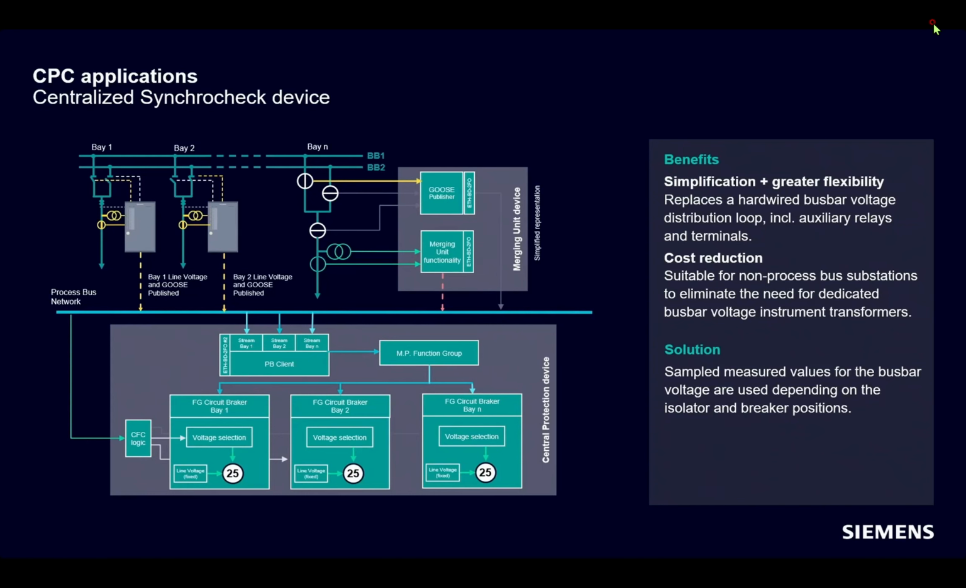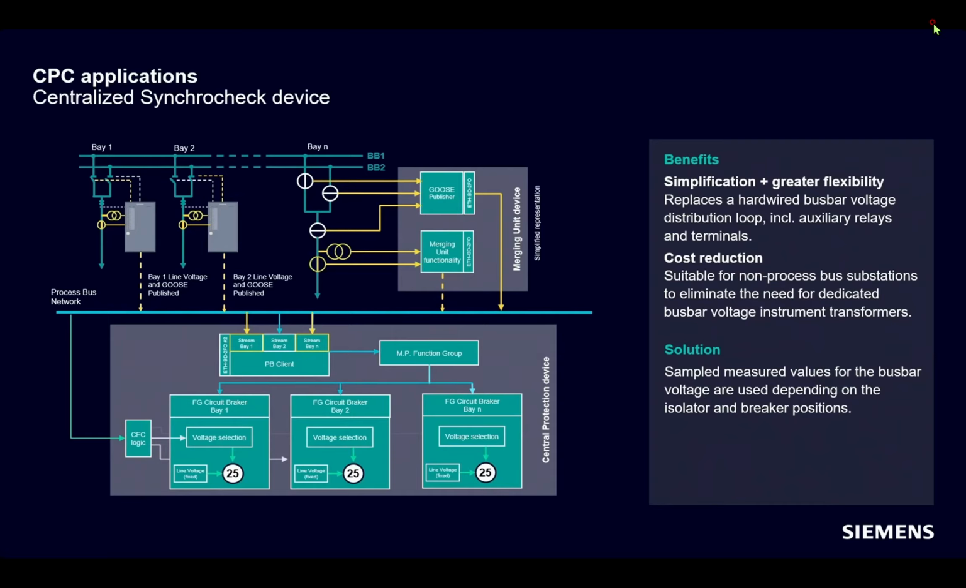Then, with all the positions from these connectors in busbar A, and with all the positions from these connectors in busbar B, and the position of the circuit breakers, the GUS messages are sent from the merging unit to the central protection device. Also, the sample measure values with the bay voltage are published to the central device. Okay? Now, all the voltages from the station are available in the central protection device, and all the positions of the disconnectors and the circuit breakers.